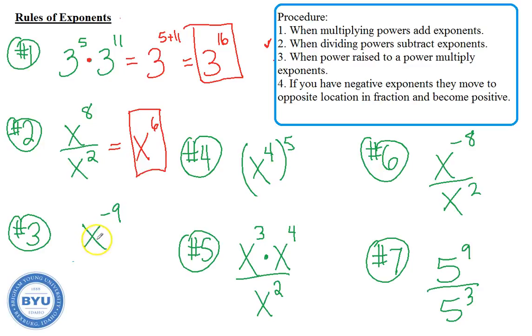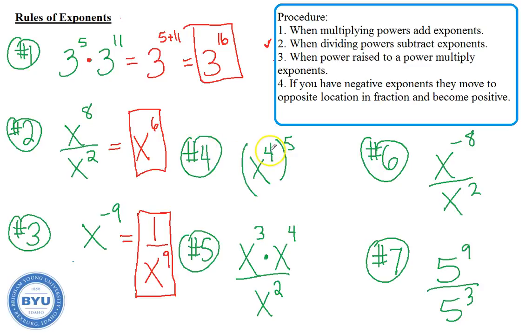Great. Number 3, we have x to the negative 9th. Ooh. Now we learned that we're not allowed to have negative exponents. Anytime we have negative exponents, they move to the opposite location in the fraction. So this x to the negative 9th, we can't have that. It's going to elevate down and become positive. 1 over x to the 9th would be the answer.